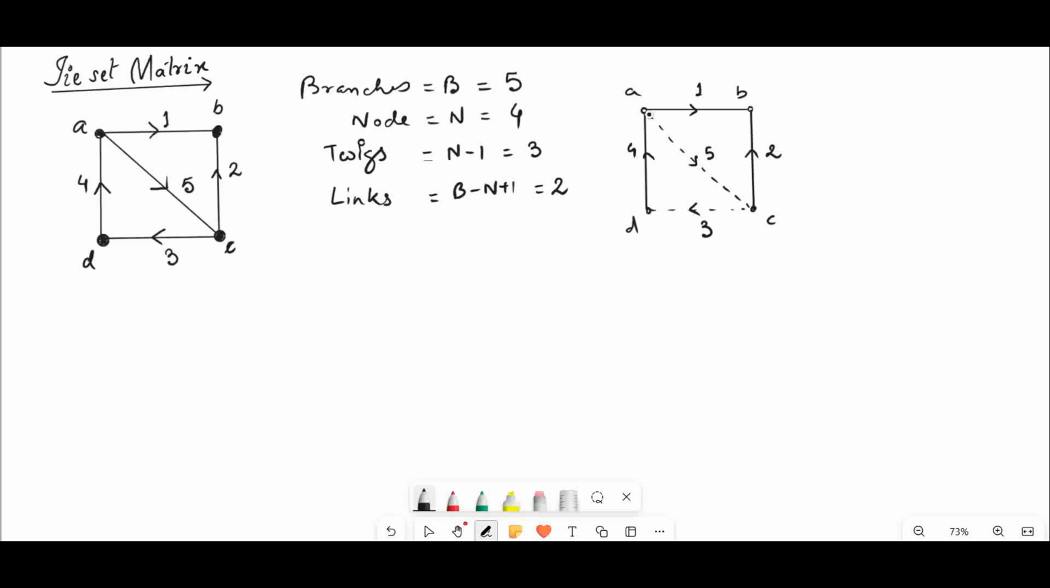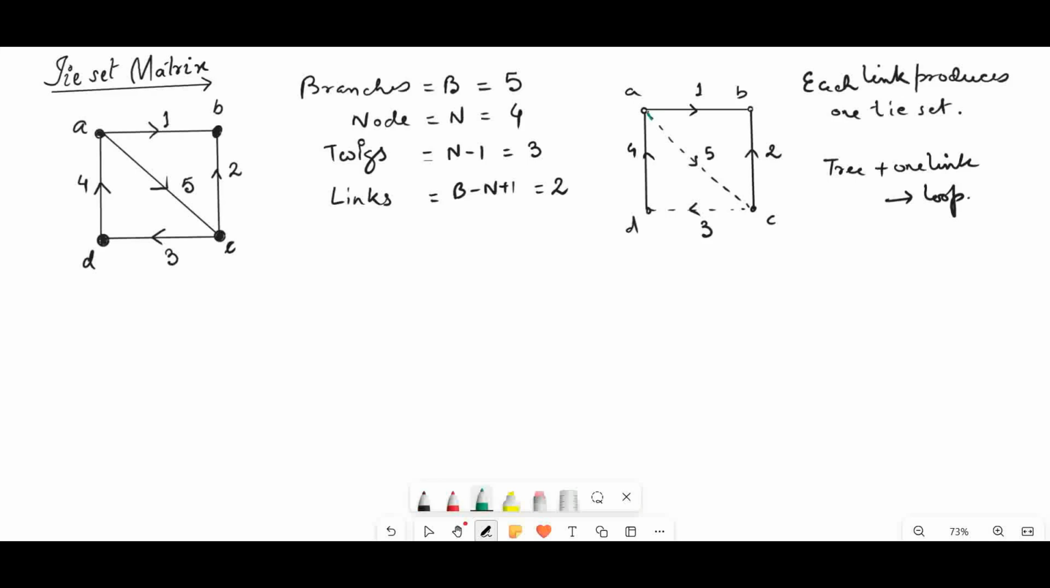Now let's see what a tie-set matrix is. When we add a link to a tree, it creates exactly one loop. This loop is called the fundamental loop or the tie-set. So each link produces one tie-set. That means one tree plus one link will generate a loop.